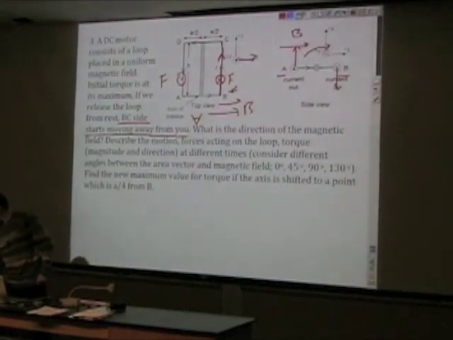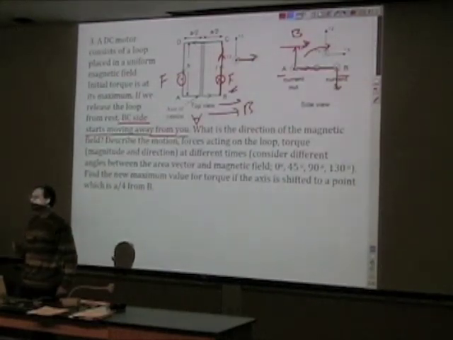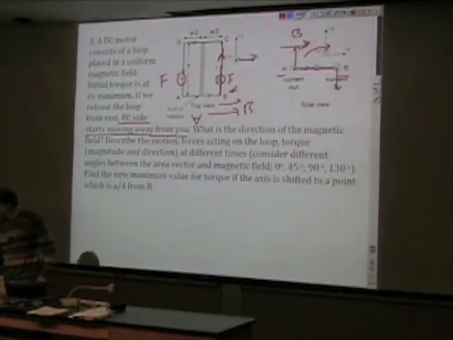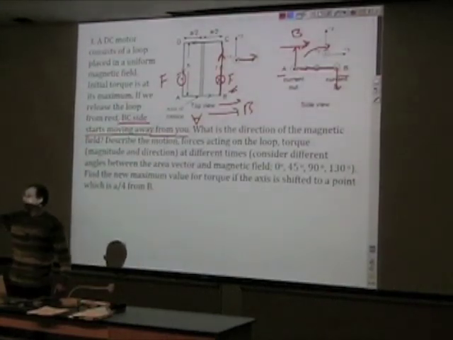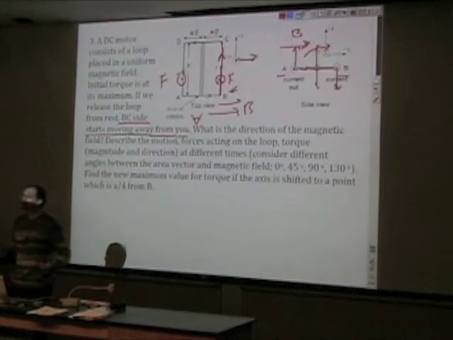Well, we just said that when the loop itself is parallel to the field, the torque reaches its maximum value. So it starts from maximum torque. When it rotates, angle decreases, and eventually, when the loop is perpendicular to the field, torque is zero. What does it mean? Does it stop? No. It's like a pendulum. It keeps moving in opposite direction. However, now it slows down, and eventually it stops.